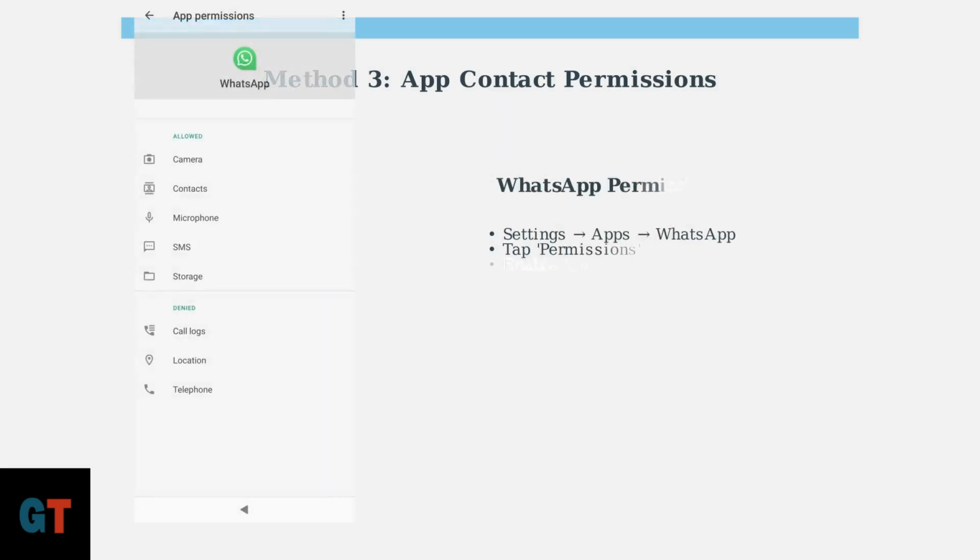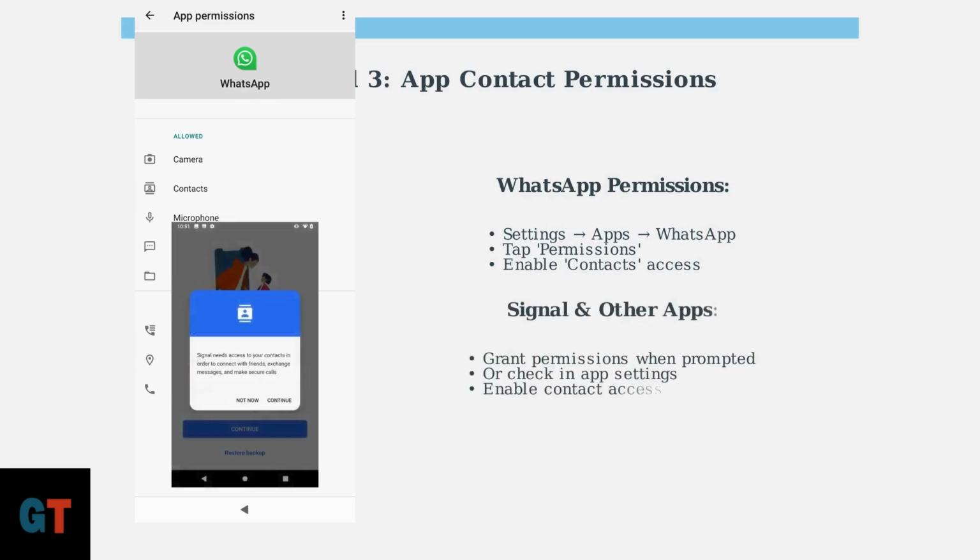Method 3. Check individual app permissions. Apps like WhatsApp and Signal need contact access to show your contacts within their interface. For WhatsApp, go to your device settings, find Apps, then WhatsApp, and check the permissions. Make sure Contacts permission is enabled. For Signal and other messaging apps, you may see permission requests when you first open them. Always grant contact access when prompted.